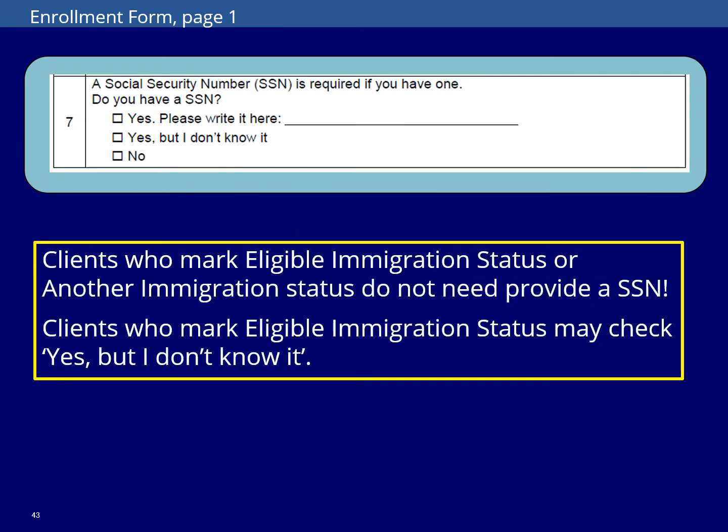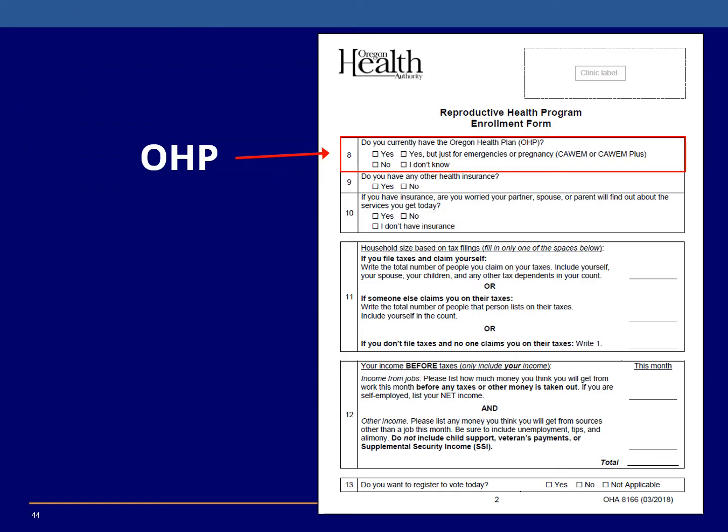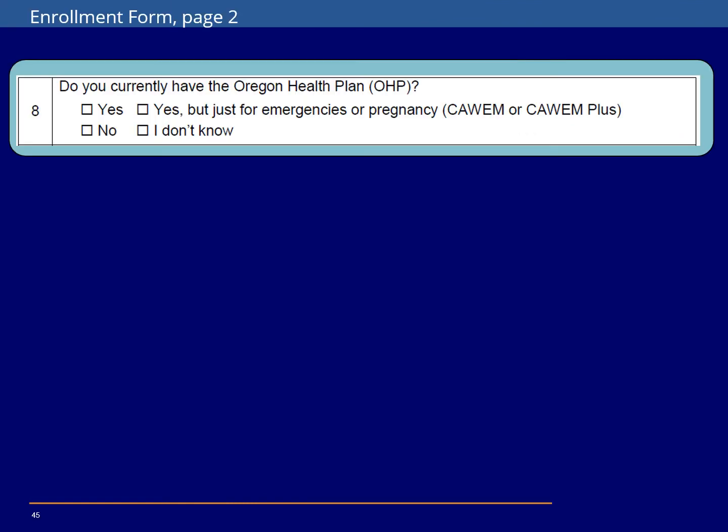And please note that clients who mark eligible immigration status or another immigration status do not need to provide an SSN to get a full year of coverage. This is because the funding we use for their services does not require an SSN. At the top of page 2, we ask whether the client has OHP. This is another question that can determine a client's eligibility for RH program coverage.